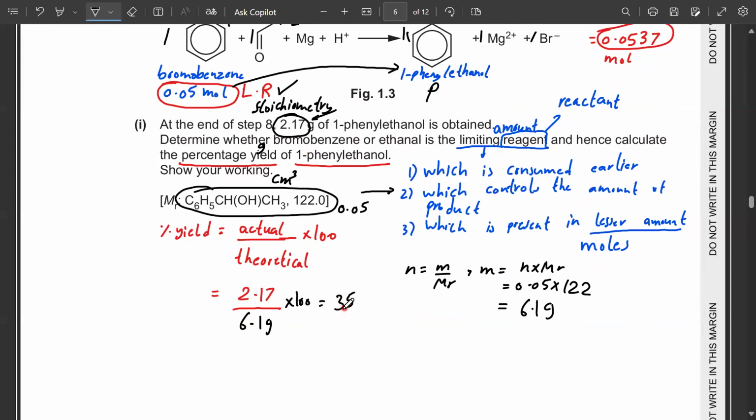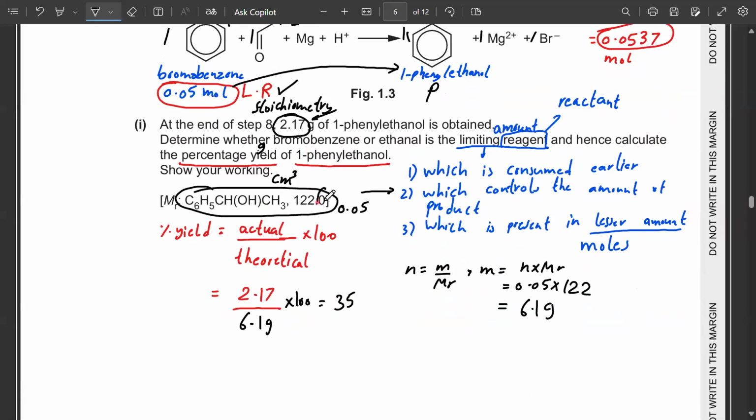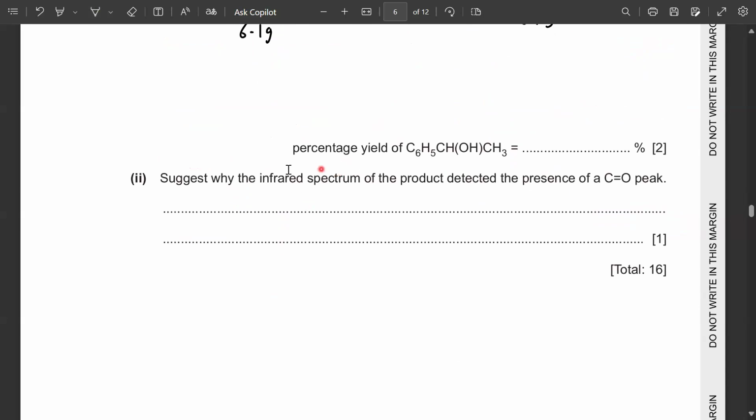Let me see again. Okay, one more thing. This is also another answer, this is in one decimal point. So we always use the least number of decimal points in the given question. So the answer will be in one decimal point according to this Mr value. So 35.6 is the correct answer. 35.6%.